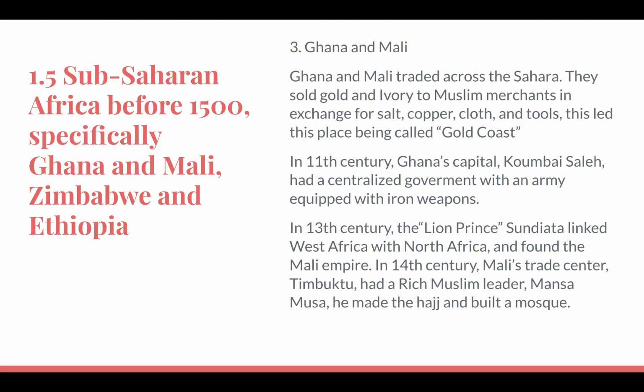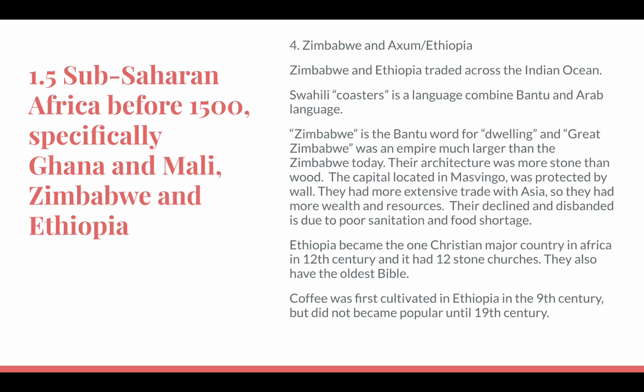In the 14th century, Mali's trade center Timbuktu had a rich Muslim leader, Mansa Musa. He made the Hajj and built a mosque. There are two other powerful empires in this region, Zimbabwe and Ethiopia.